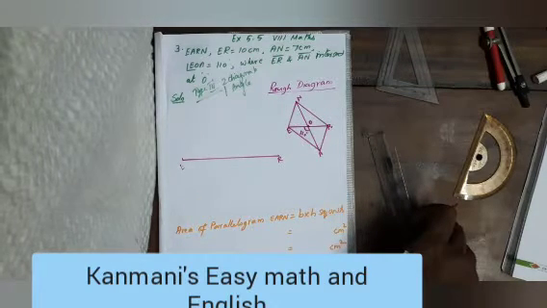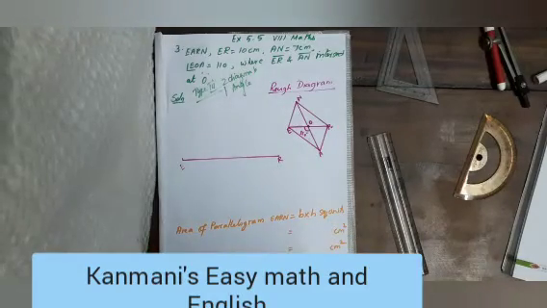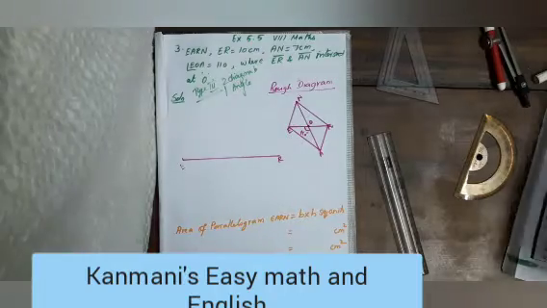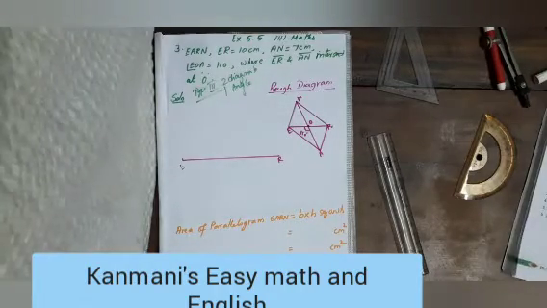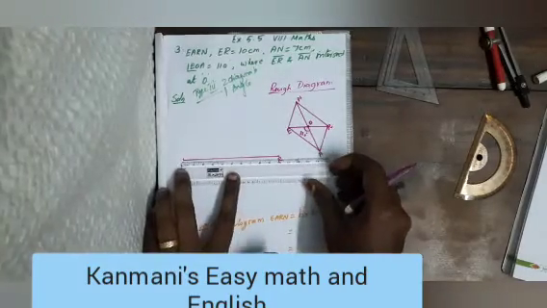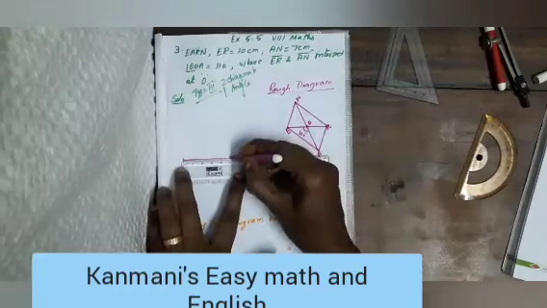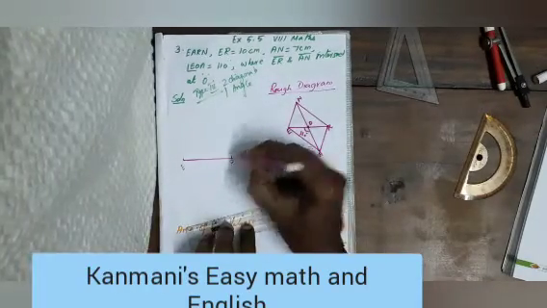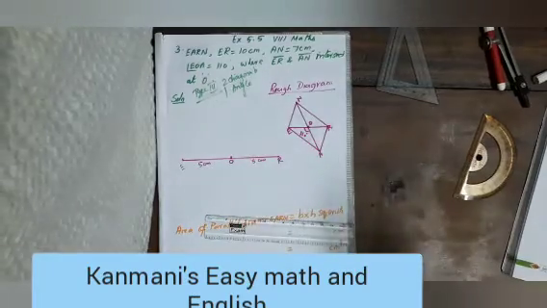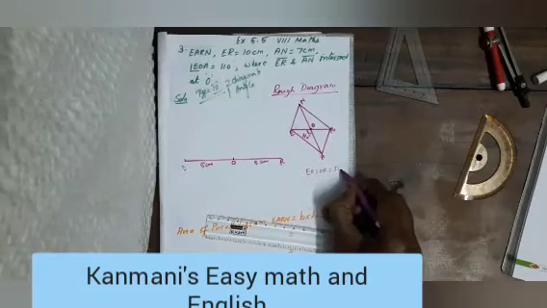Next, let us mark the midpoint of ER. ER is 10, which means the midpoint will lie at 5 centimeter exactly. Midpoint means exactly half. So half of 10 is 5. So let us mark O here. This will be equal to 5 centimeter. EO equal to OR is equal to 5 centimeter.